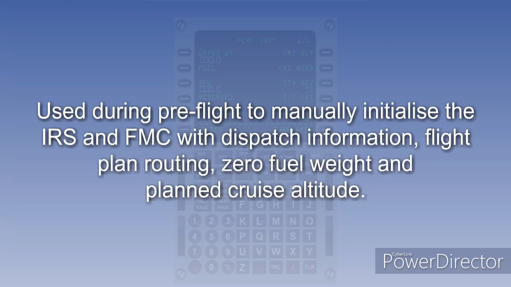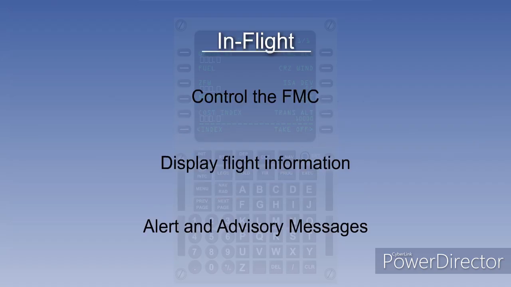The CDUs are used during pre-flight to manually initialize the IRS and FMC with dispatch information, flight plan routing, zero fuel weight, and planned cruise altitude. In flight, they are used to control the FMC and display flight information, and to show alert and advisory messages.